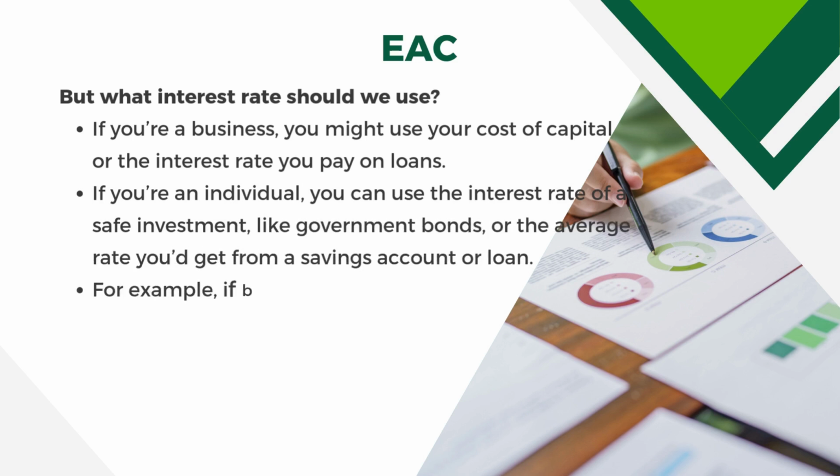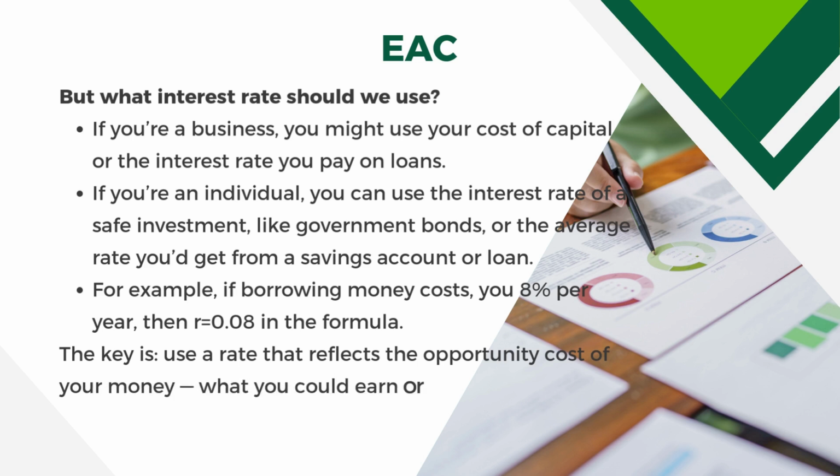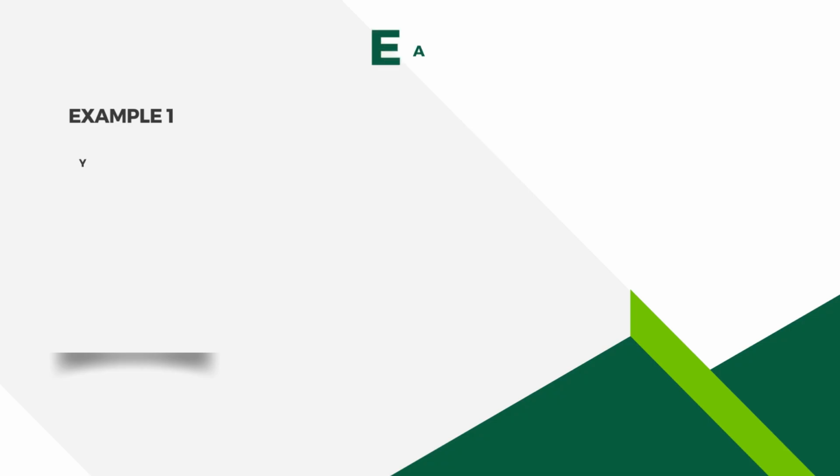But what interest rate should we use? If you're a business, you might use your cost of capital or the interest rate you pay on loans. If you're an individual, you can use the interest rate of a safe investment, like government bonds, or the average rate you'd get from a savings account or loan. For example, if borrowing money costs you 8% per year, then R equals 0.08 in the formula. The key is, use a rate that reflects the opportunity cost of your money, what you could earn or what it costs to borrow.